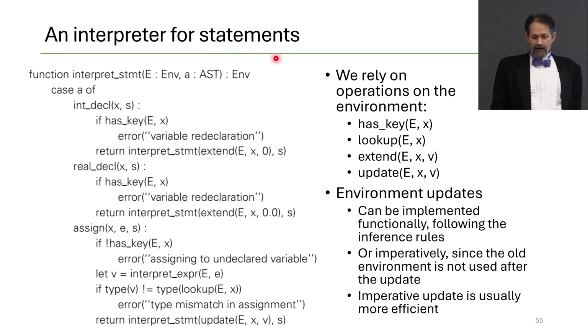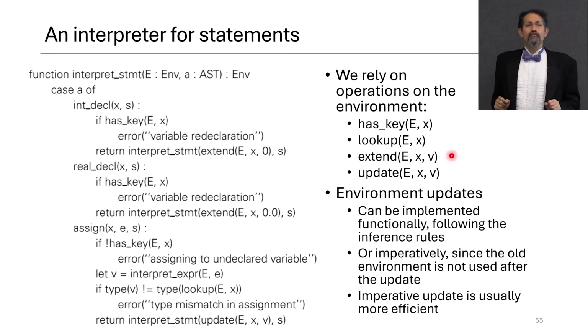I'm going to assume the following operations on the environment. We already saw lookup of x in E, but we can also test whether the environment has x as a key. We can extend it, so extend will produce a new environment that adds a mapping from x to v. And we can use update, which takes the environment and updates the mapping of x to be v.